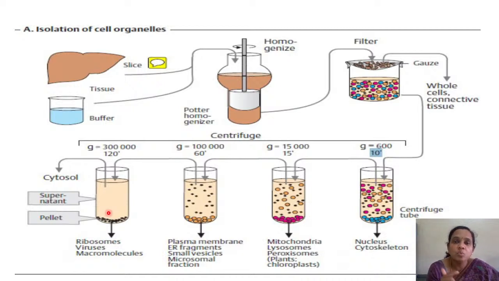Then this homogenate is filtered, and the filtrate will have all the cell organelles, and the things that are left over on the filter are whole tissues and connective tissues that cannot pass through the filter. In the first step of centrifugation, the nucleus and cytoskeleton will get sedimented, and in the second phase, mitochondria, lysosomes and peroxisomes will get sedimented. In the third phase, plasma membranes, endoplasmic reticulum and microsomes settle down, and in the last one, the ribosomes, viruses and macromolecules will form a pellet-like thing, and the superficial clear fluid is the cytosol. So this is the process by which cell organelles are isolated.